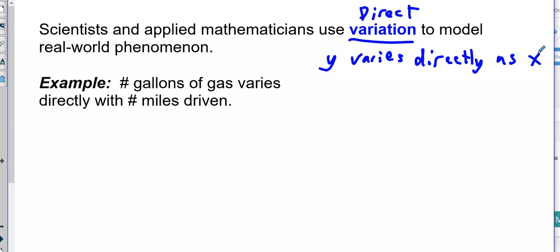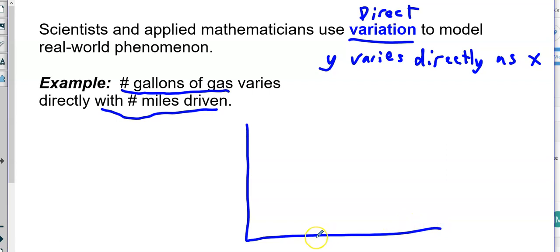Let's look at a real world example, just so you understand the concept. In this case, the y variable would be the number of gallons of gas, which varies directly with the x variable, the number of miles driven. If I were to sketch out a graph here, this would be miles down here. So you could have 1, 2, 3, 4 miles, etc. And this might be the number of gallons. If you drive a car, you might use 1 gallon, 2, 3, etc.